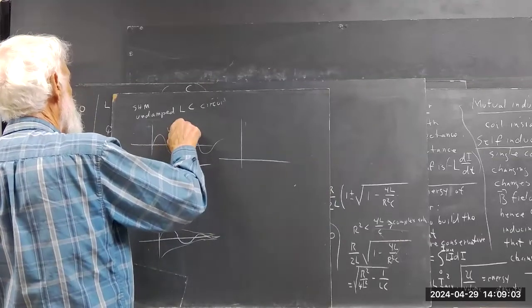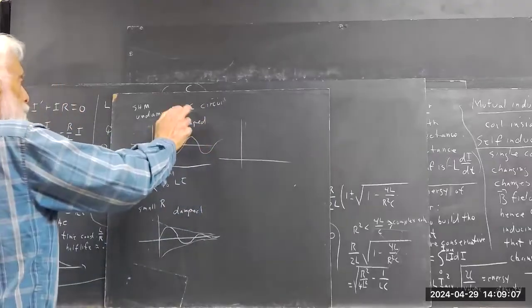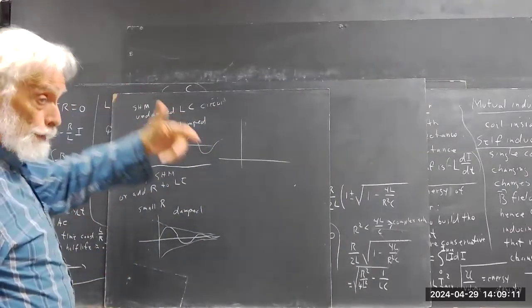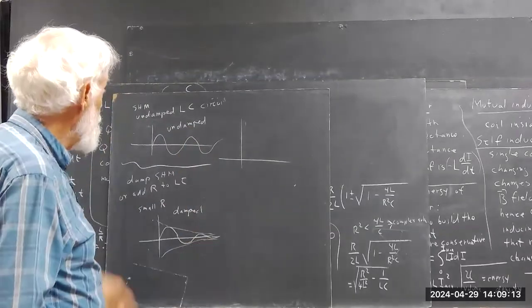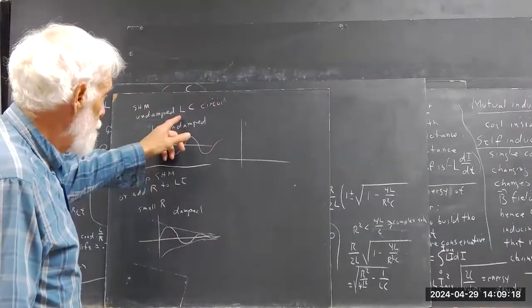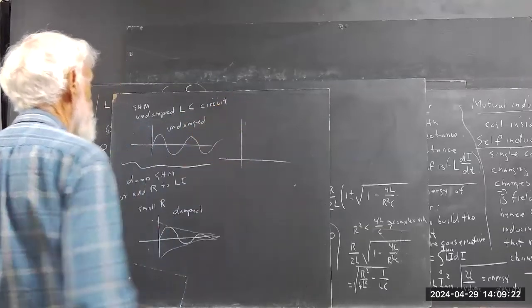This is undamped. In this case, you have an LC circuit with zero resistance in your inductor or capacitor. Your inductor would have to be superconducting to accomplish that. That can be done, just not in this lab.